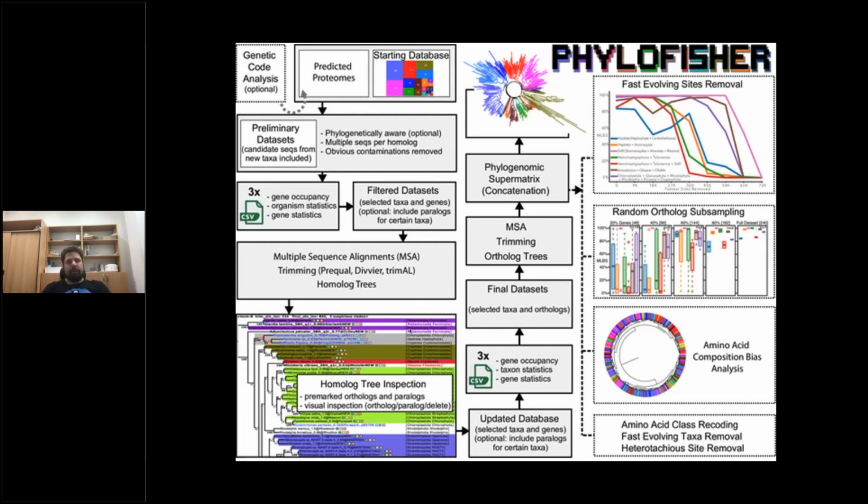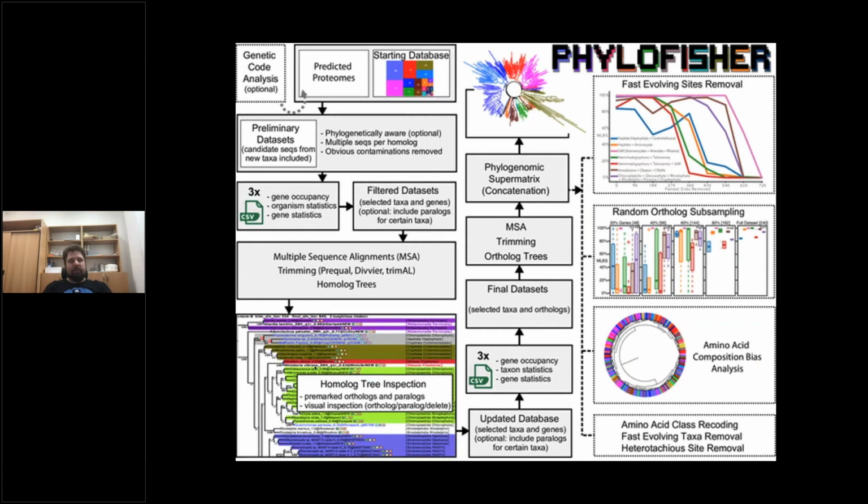I'll show you this in a little bigger window in a little bit. Once that is done, it will automatically save TSV files with the definition of each tree, whether it's an ortholog or paralog, and it updates the database and selects the orthologs, redoes alignments and trimming and everything else, and builds a phylogenetic supermatrix that is then returned to the user for the final tree computation. After that, the user can use any of these post-assembly analyses like fast-evolving site removal, gene resampling, amino acid composition, etc.